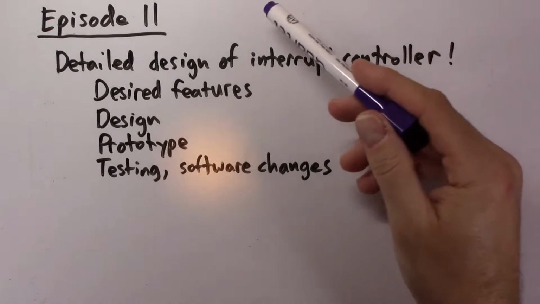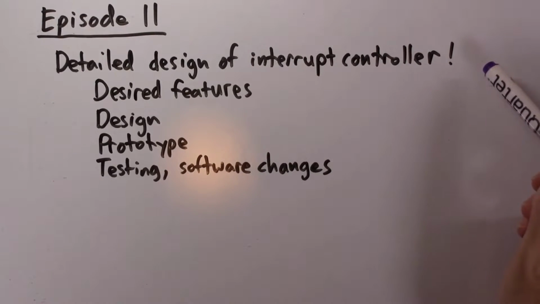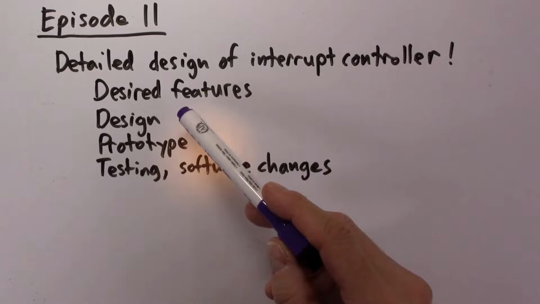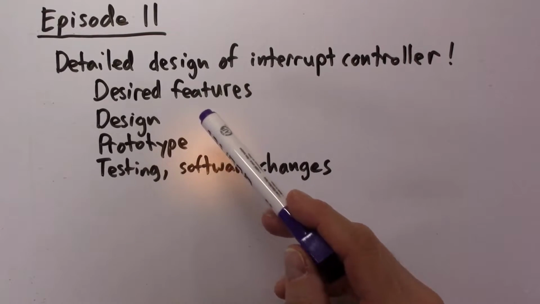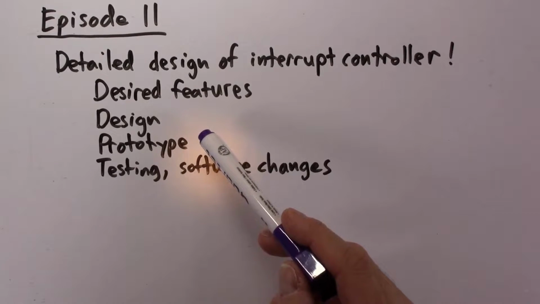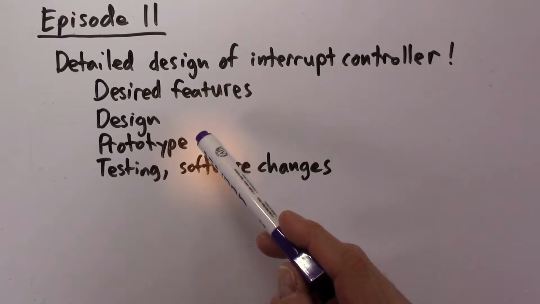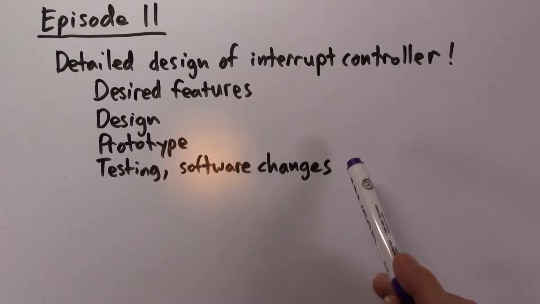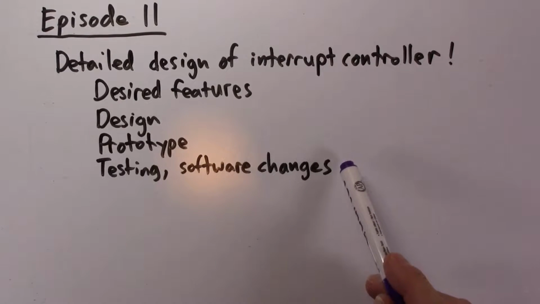Welcome to episode 17, and in this episode we'll present a detailed design for an interrupt controller for our 6809 system. We'll start by listing our desired features. Next, we'll go through a design which supports the planned features. We'll develop a prototype interrupt controller circuit on a breadboard, and then test and validate the prototype, including making some initial software changes to the monitor program to support interrupts.